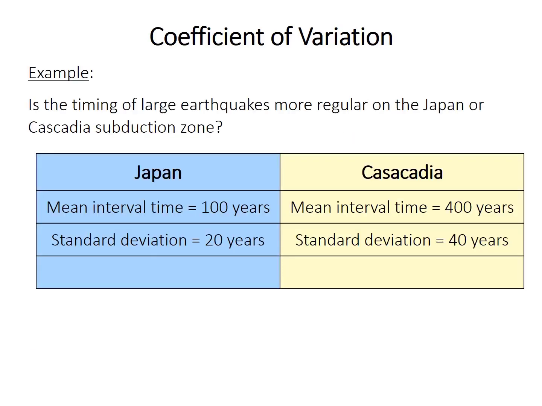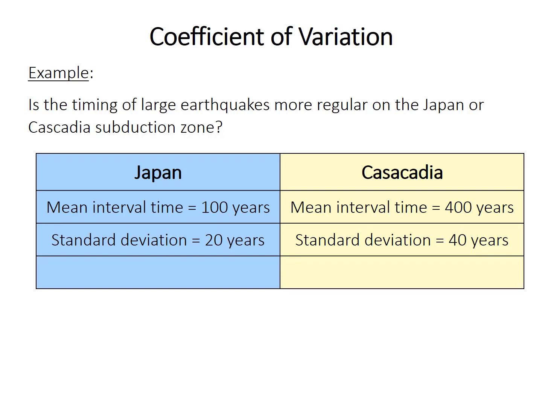So here's an illustrated example of when you might want to use coefficient of variation. Say you want to know whether large earthquakes occur more regularly in Japan or in Cascadia in North America. These are just made up numbers here, but the mean time between earthquakes in Japan is 100 years, and it's 400 years in Cascadia. And the standard deviation of the time between earthquakes is 20 years in Japan and 40 years in Cascadia. So you had a long time series of earthquakes, and you measured the time between them, and took the standard deviation of those times.